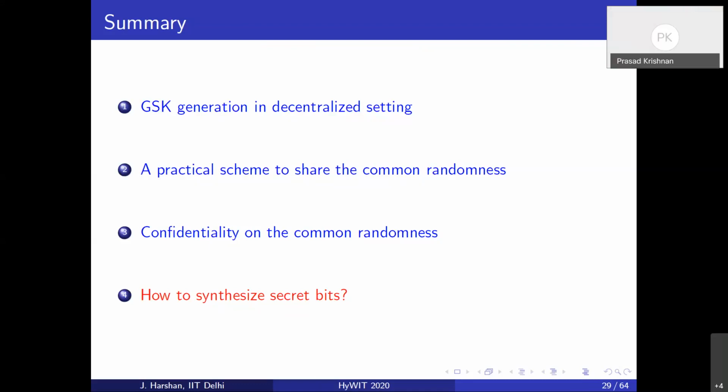Okay, thank you. So Harshan, Lenka, go ahead. So is this extendable to any number of users?